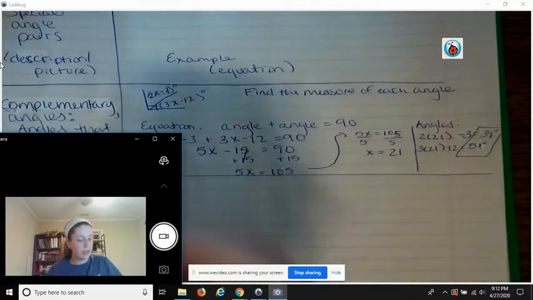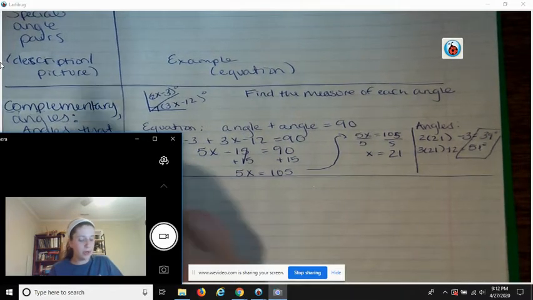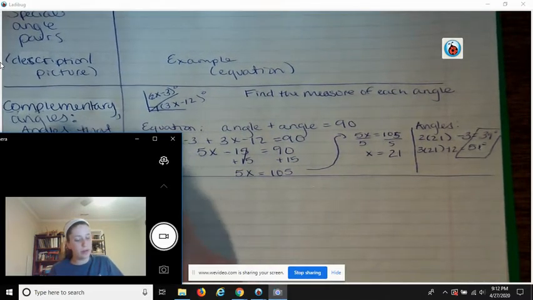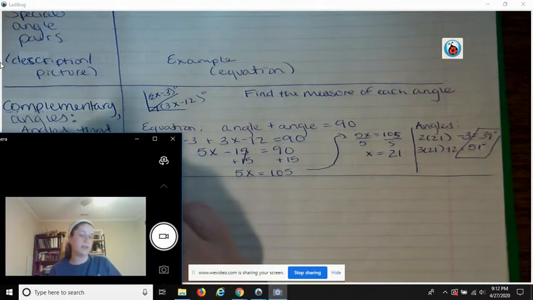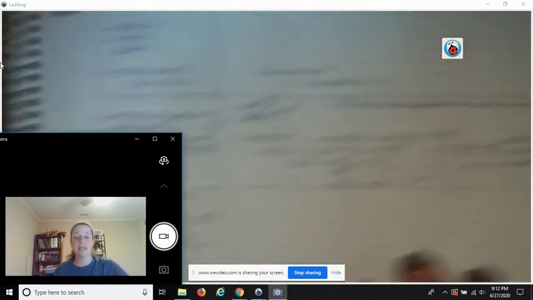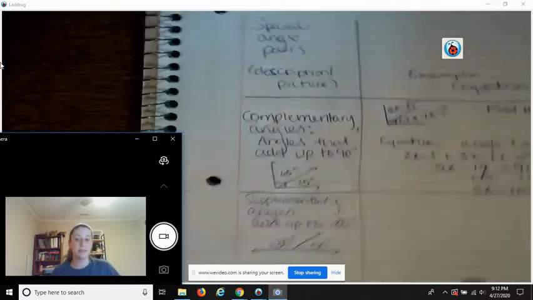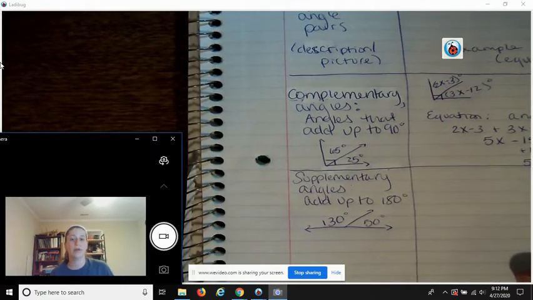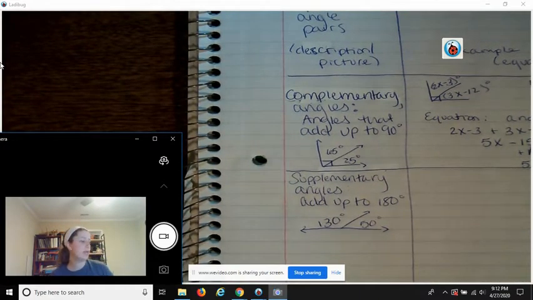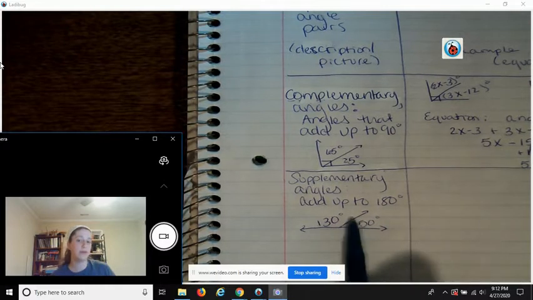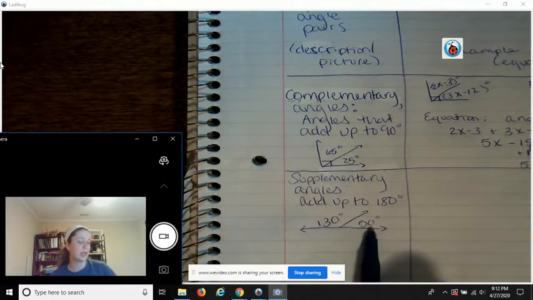Okay, so for example, remember 180 degrees is a straight line. Maybe I have 130 degrees right here and 50 degrees right there. Oh, you can't see anything I just wrote. I apologize. Okay, so they add up to 180. Maybe we have 130 right here, 50 right there. They add to make this straight line.